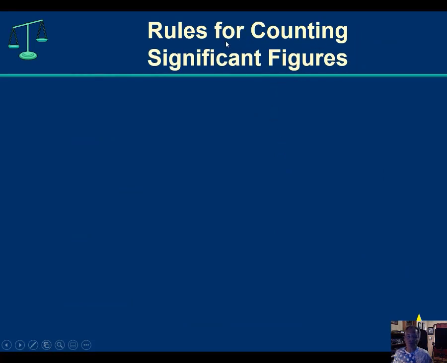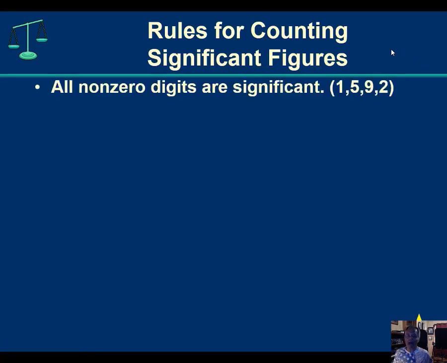We have rules for counting significant figures. Now, first of all, significant figures only matter when we measure things, and that's because of the uncertainty in the measurement. We always have a digit that is uncertain in a measurement. And when we do math with those measurements, we come up with an ultimate solution based on the worst measurement we have.